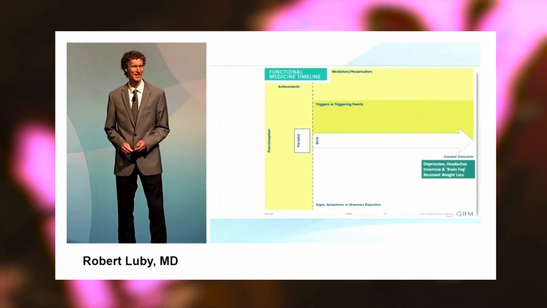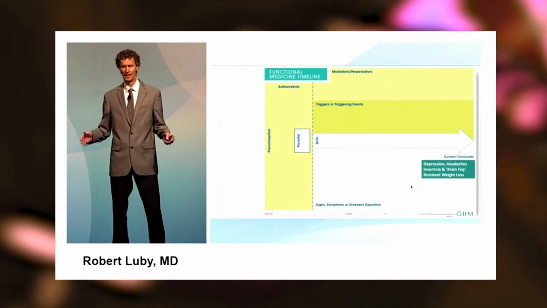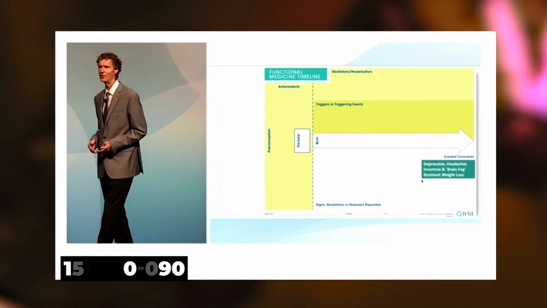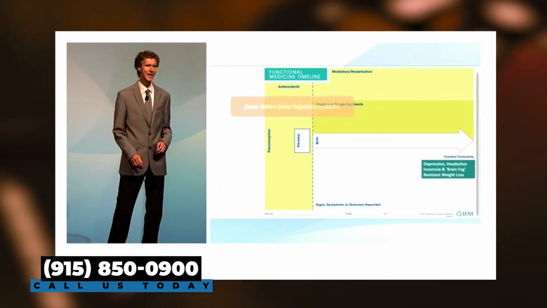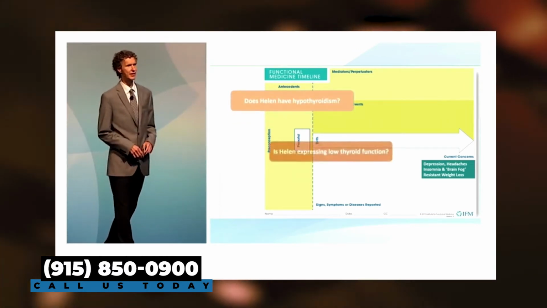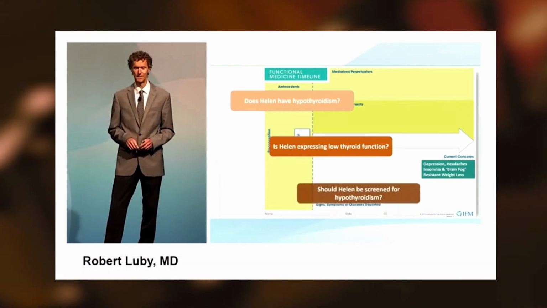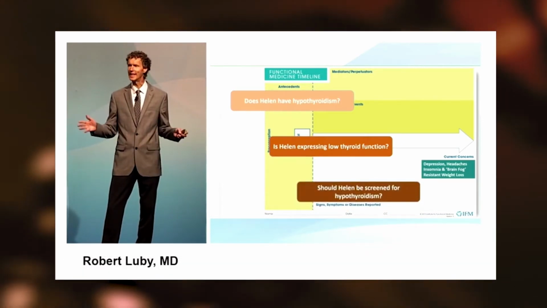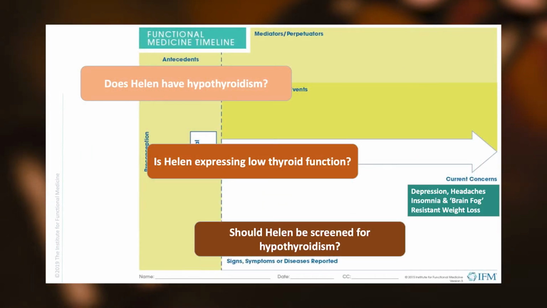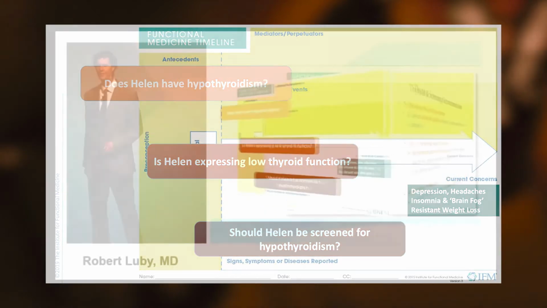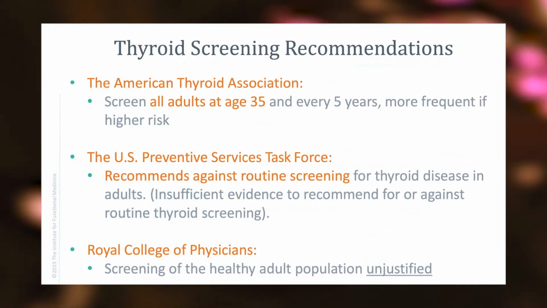And let's look at Helen's timeline with depression and headaches. Now, she cannot sleep. She cannot think well. She's got brain fog and memory loss, and she cannot lose weight, especially around the middle. Does Helen have hypothyroidism? Does she need to be screened? Is she expressing low thyroid function? What about screening? How do we make recommendations for screening if the symptoms are so common in people with normal thyroid function? And as a result of that, let's go to the guidelines and the specialty recommendations.